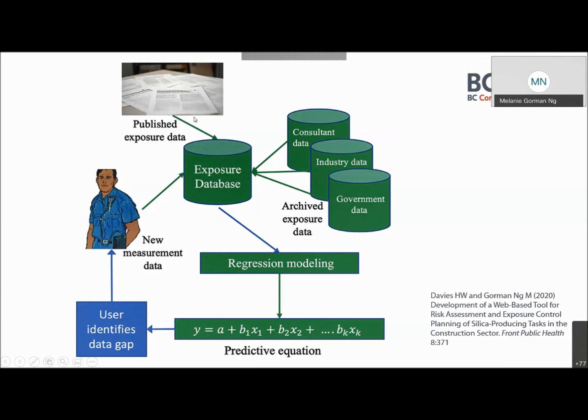So we started with published exposure data. We supplemented that with data that we collected from consultants, industry, government, anybody who was willing to share a database with us. This is where we started in 2015. We used that to do regression modeling, to develop a predictive equation, which goes into the tool. Then the users identify a gap, which prompts us to collect new data, which then goes into the database, and then that goes through the whole cycle. So it's a cycle that is self-perpetuating, and I think that we're improving it all the time.